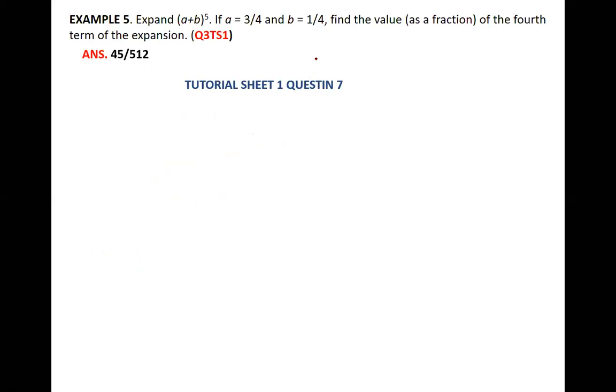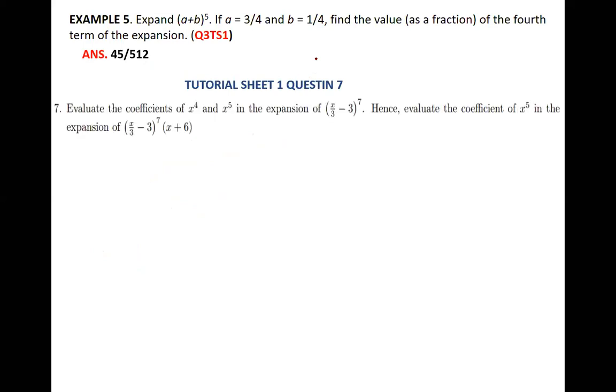So tutorial sheet 1, let us also do one question from tutorial sheet 1, and this is question 7. The question was saying, evaluate the coefficients of x to the power 4 and x to the power 5 in the expansion of (x over 3 minus 3) to the power 7. Hence, evaluate the coefficient of x to the power 5 in the expansion of this times that.